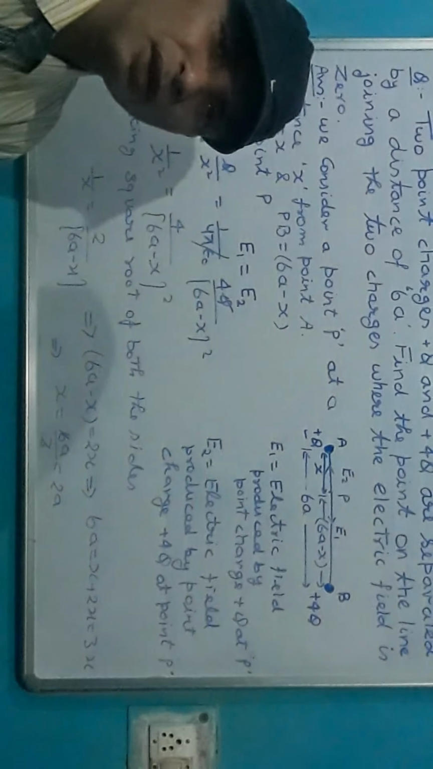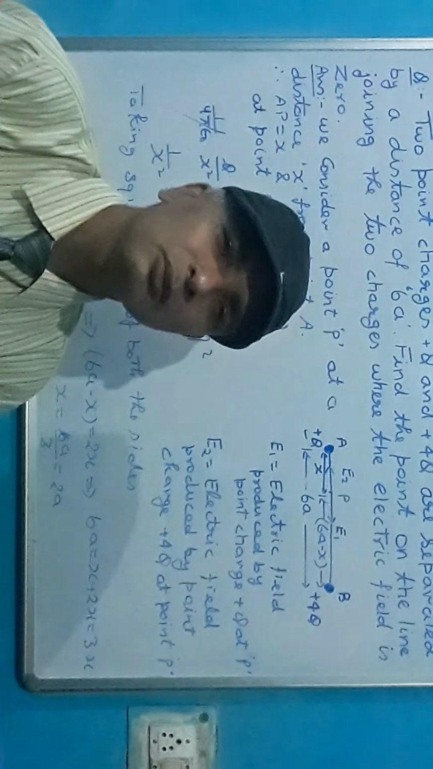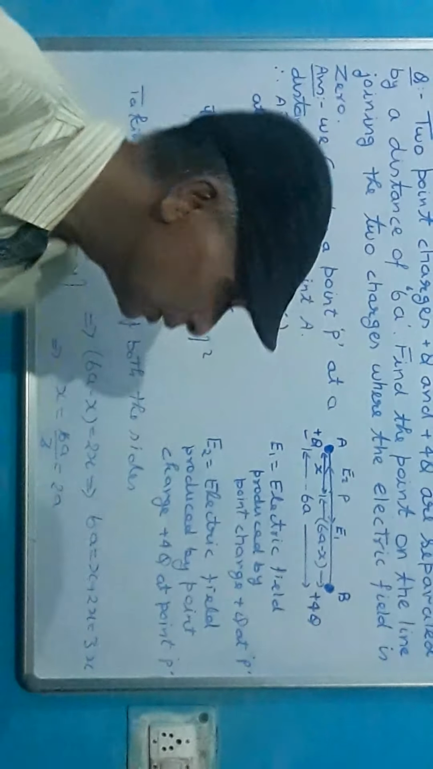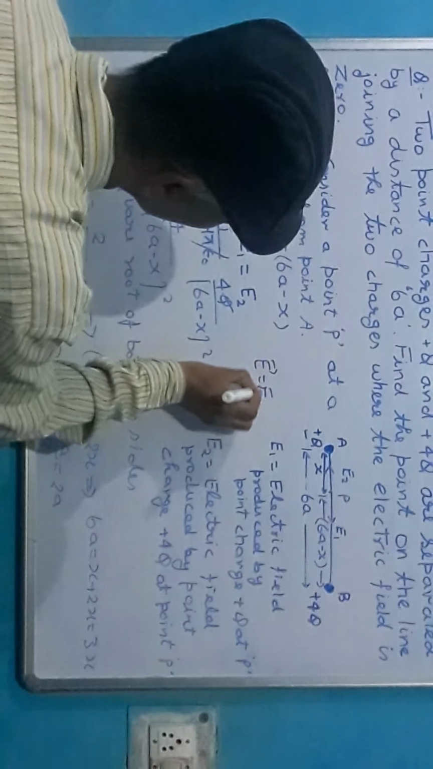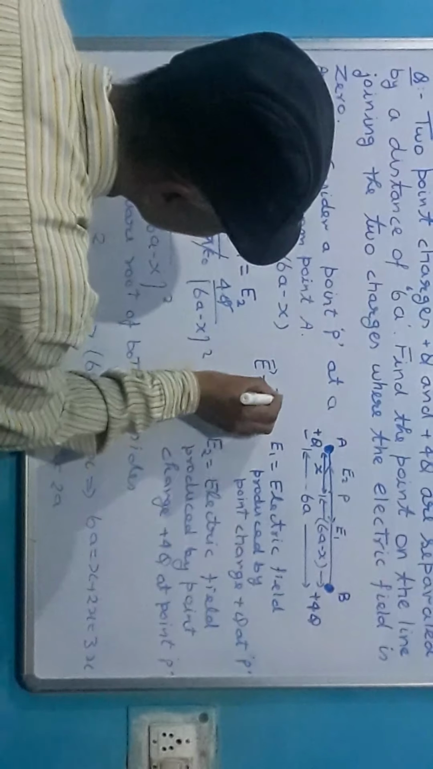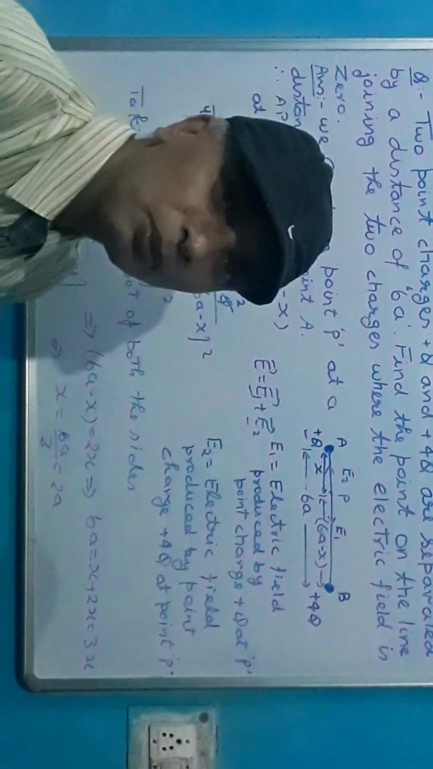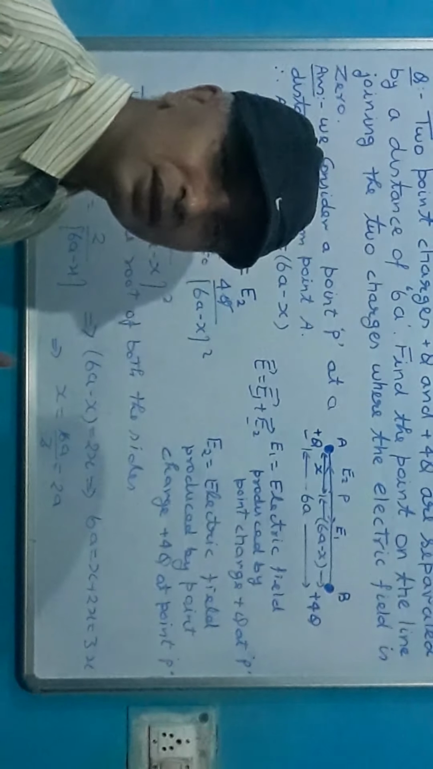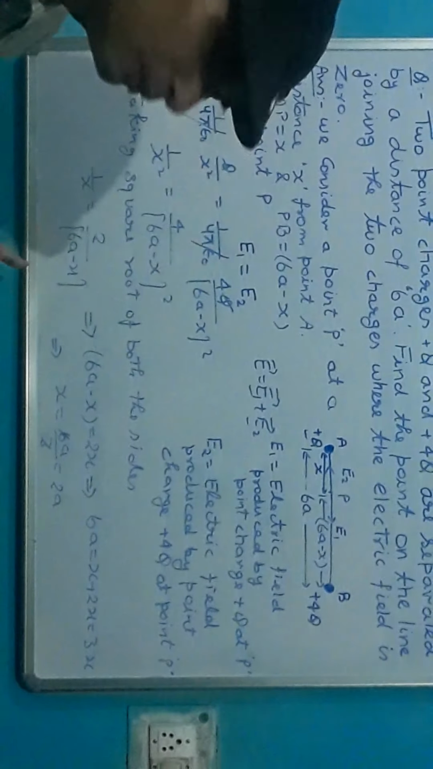In this way we can solve many problems which are based on the principle of superposition. Actually this is based on the superposition principle, because the resultant electric field E is equal to E1 plus E2. But E1 and E2 act in opposite directions, and when their magnitudes are same, definitely the resultant will be equal to 0. So mathematically we can solve such type of problem like this one.